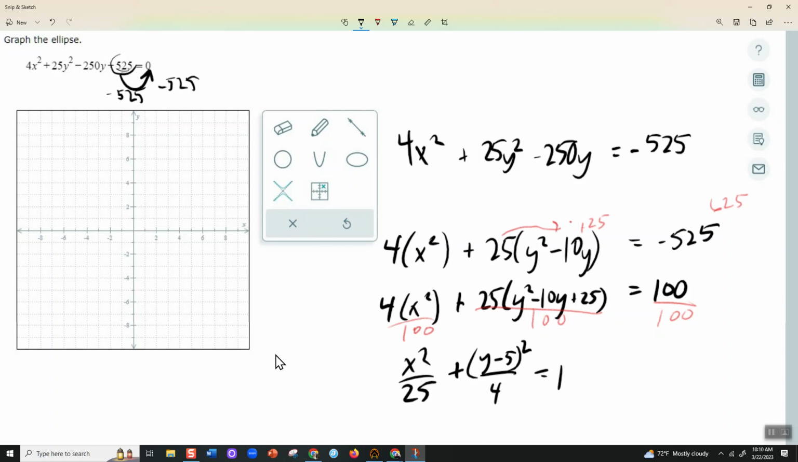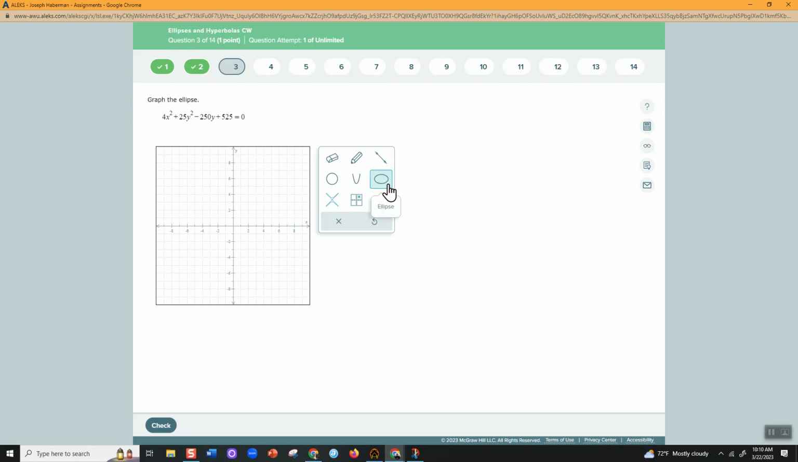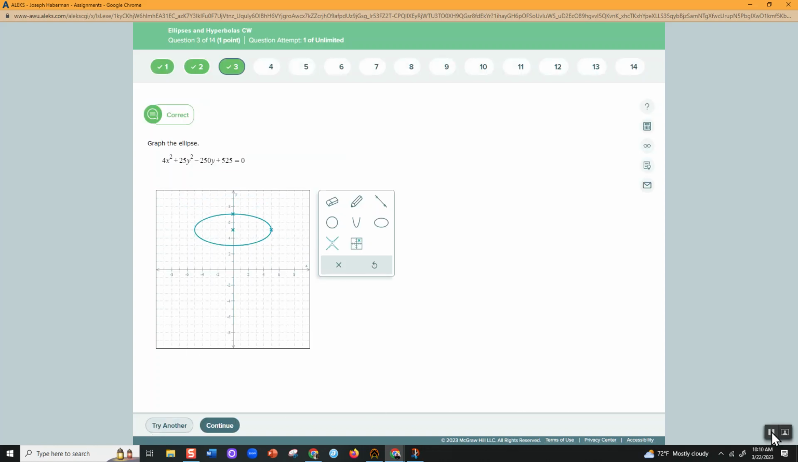So my center is going to be 0, 5, gotten from here and here. And my x vertex is going to be 5, y vertex is going to be 2. 0, 5, x vertex is 5, y vertex is 2. And that's going to be my ellipse. 0, 5, I'm going to go out to 5 here, go up to here, and we're good. Not so bad so far.